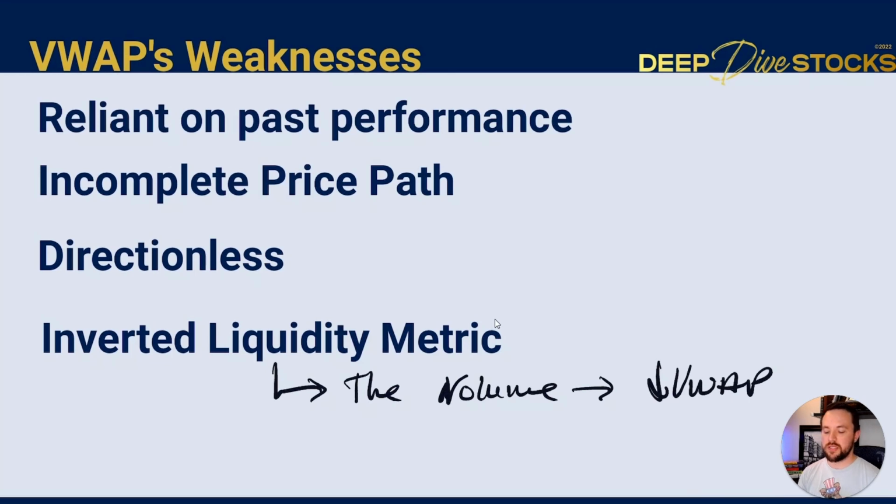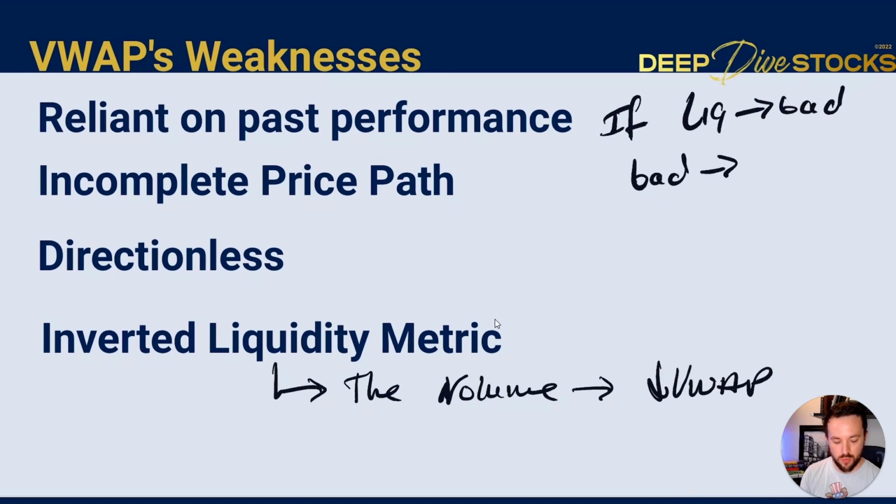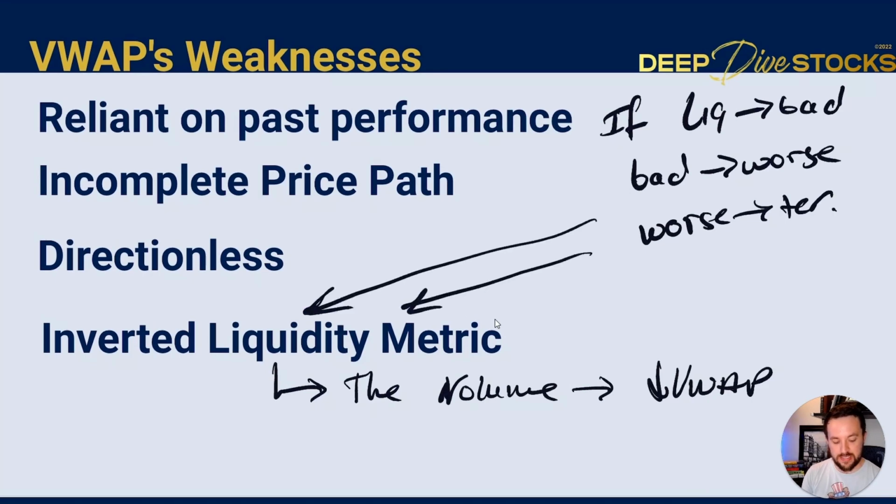You should want something where everything has an equal weight. If liquidity gets bad and then goes from bad to worse, and then worse to terrible, you would want a metric that identifies the gradations in the differences of these liquidity steps.